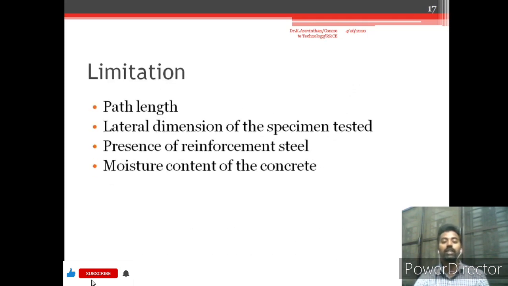So there are certain limitations for conducting this test. The first one is the path length. The longer the length, the higher the grade of ultrasonic pulse velocity testing equipment we need. Then the presence of reinforcement and moisture content. These are the certain elements which give limitations.